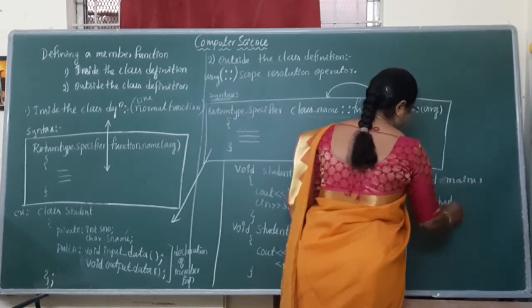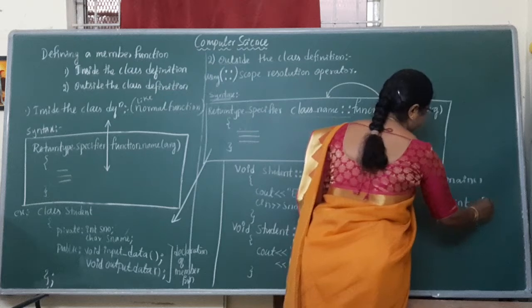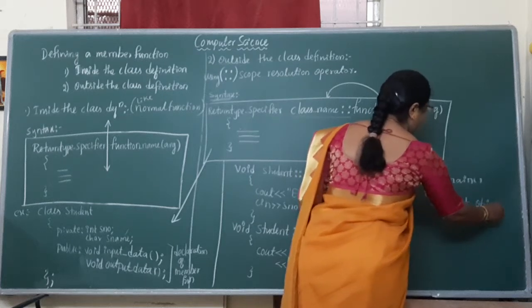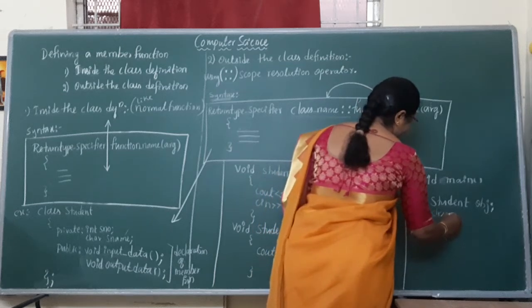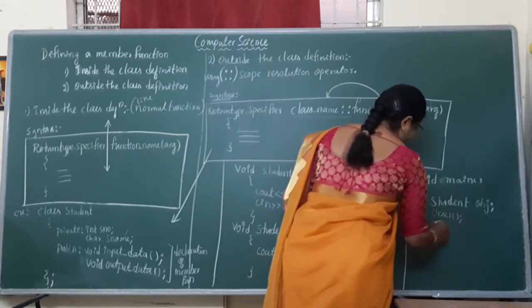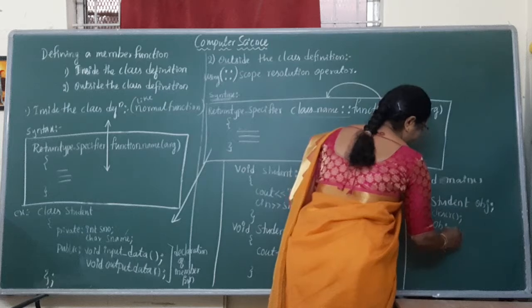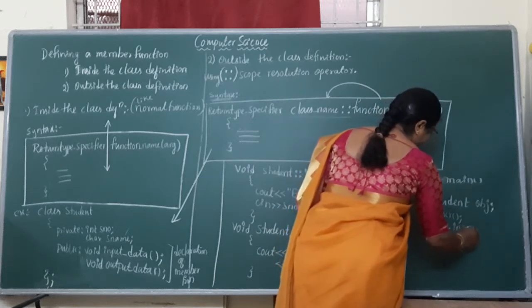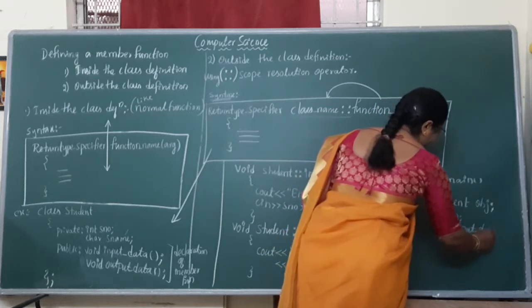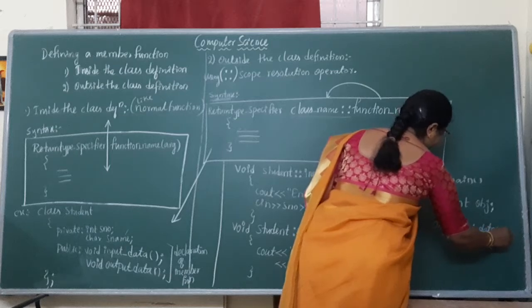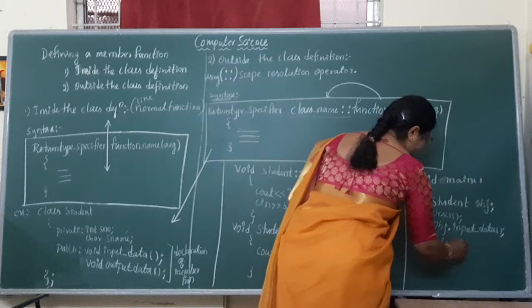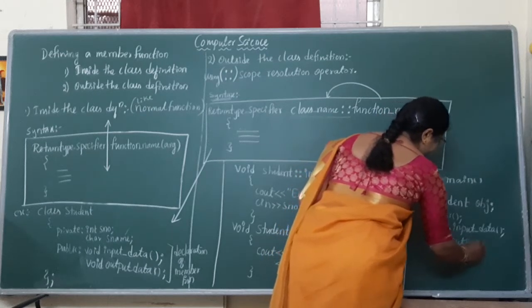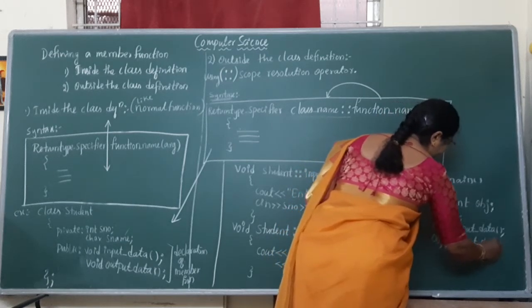Student, I have created one object called obj. Or if you want, you can also take CLRSCR. obj dot input data, obj dot output data.